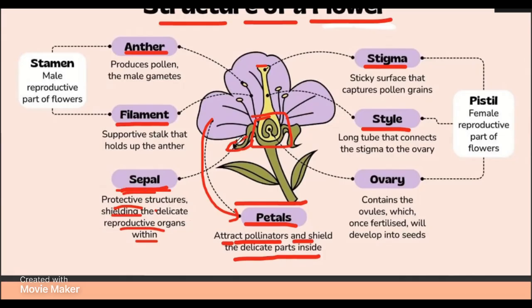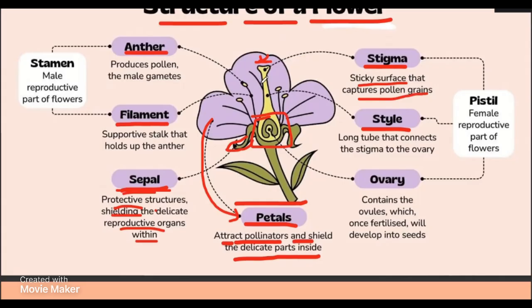Now, the next part is the stigma. Here, you can see the stigma. What is the stigma? The stigma is a sticky surface that captures the pollen grains. As you can see, this is the stigma and here you can see a base-like structure. So if pollen grains come, they will stick to the stigma.